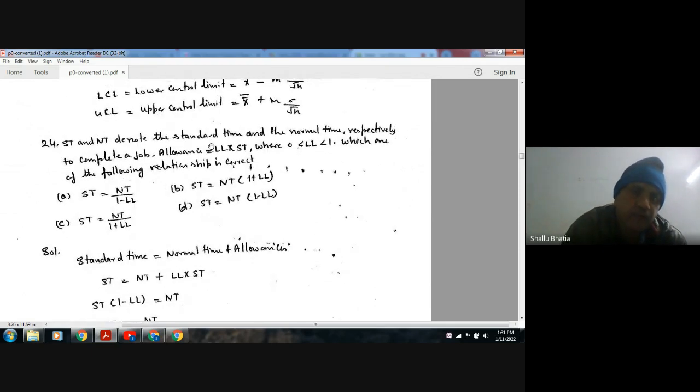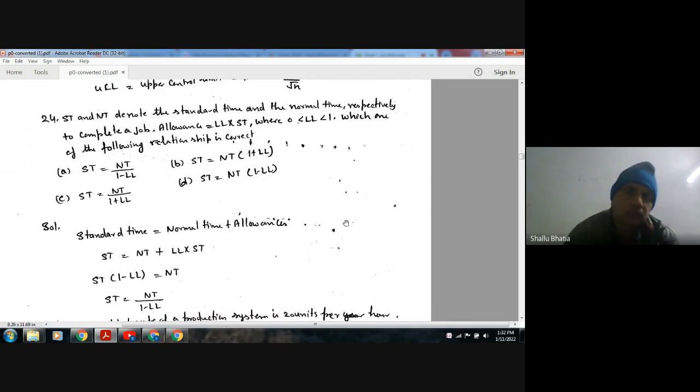Next, ST and NT denote the standard time and the normal time respectively to complete a job. Allowance is LL into ST, where LL is between 0 to 1. Which one of the following relationships is correct? Option A, ST is equal to NT by 1 minus LL. B, ST is equal to NT times bracket 1 plus LL. C, ST is equal to NT by 1 plus LL. D, ST is equal to NT times bracket 1 minus LL.